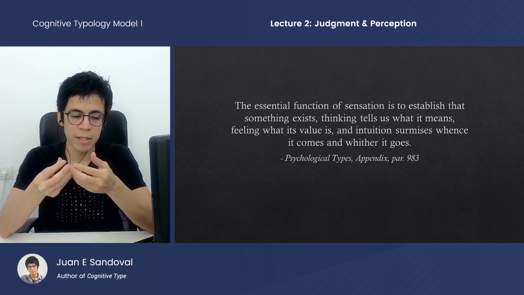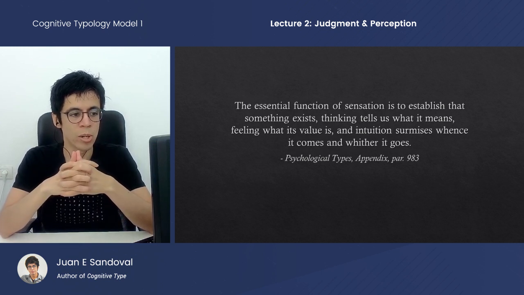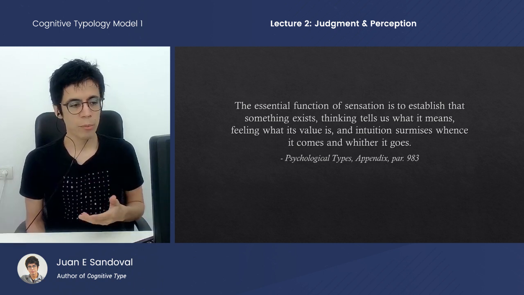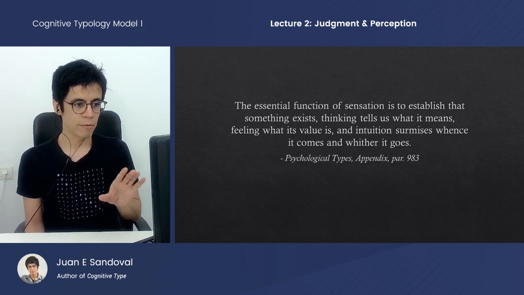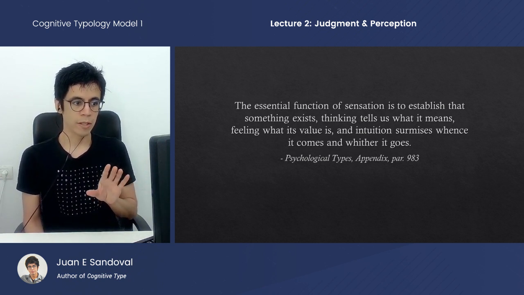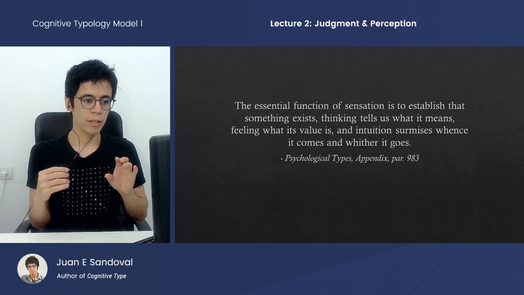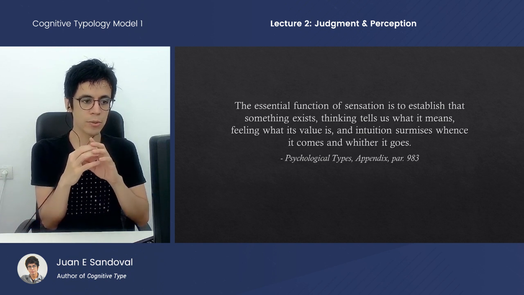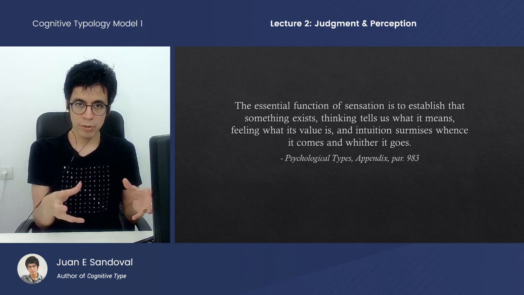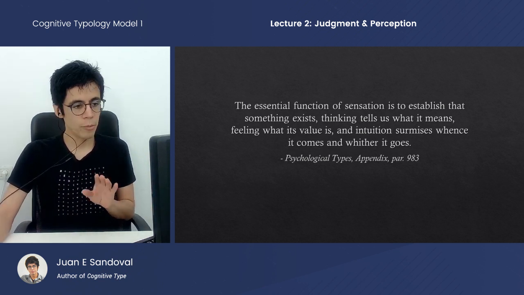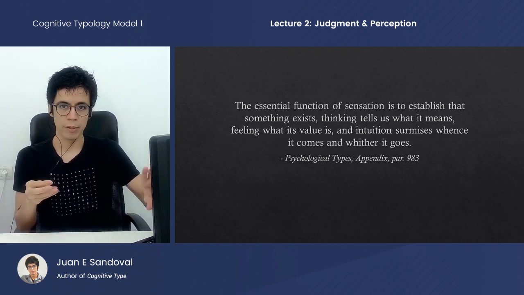Thinking tells us what it means, feeling what its value is, and intuition surmises whence it comes and whither it goes. Again, we can't get into the details of what these four meant, but as you can see here, it's a form of relating to reality in terms of quantifying things as factually existing, using reasoning techniques to define it, choosing values relative to what that thing is, and then reading into the thing before us, where it might be headed into the future, kind of an extrapolating process.